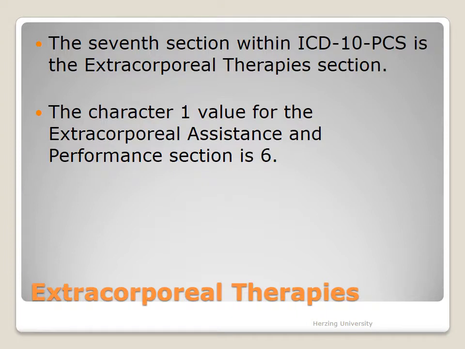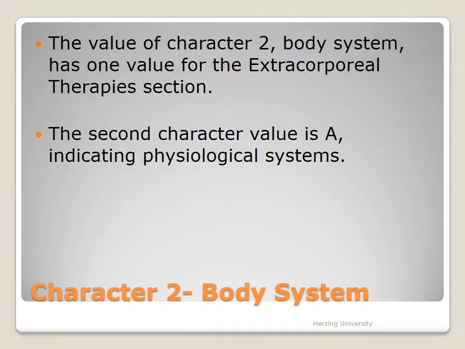The seventh section within ICD-10 PCS is the extracorporeal therapies section. The character 1 value for the extracorporeal therapies section is 6. The value of character 2, body system, has only one value for the extracorporeal therapy section, and that is the value of A, indicating physiological system.